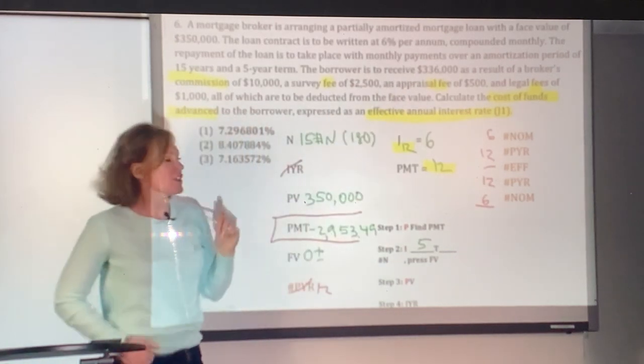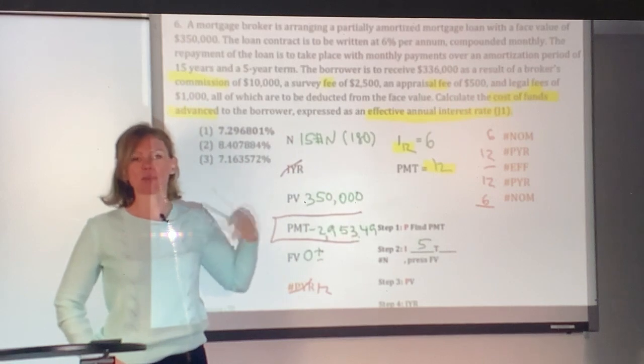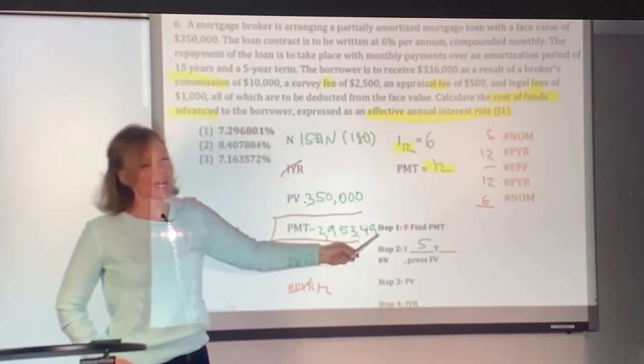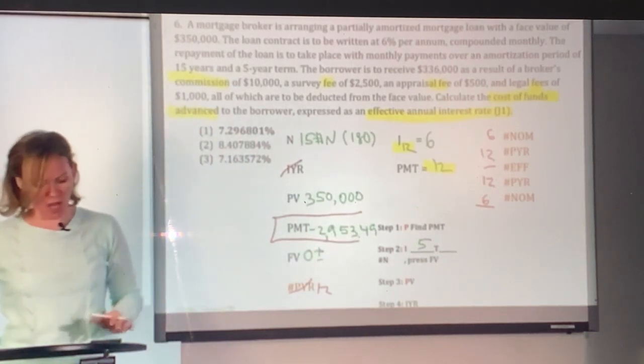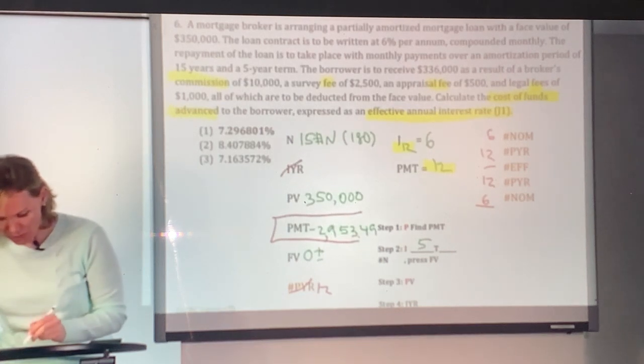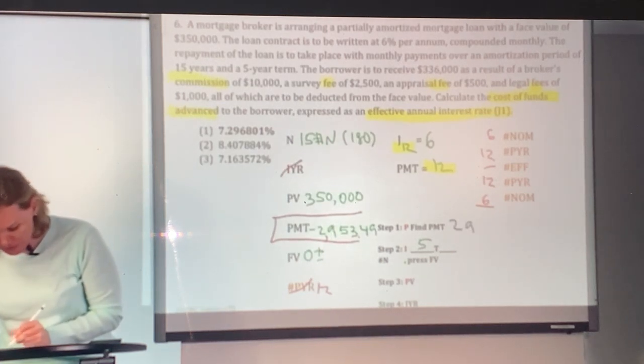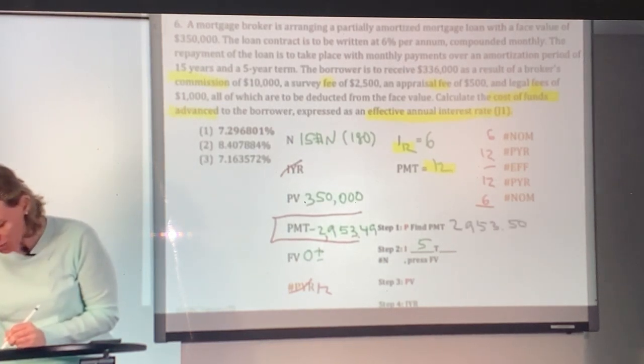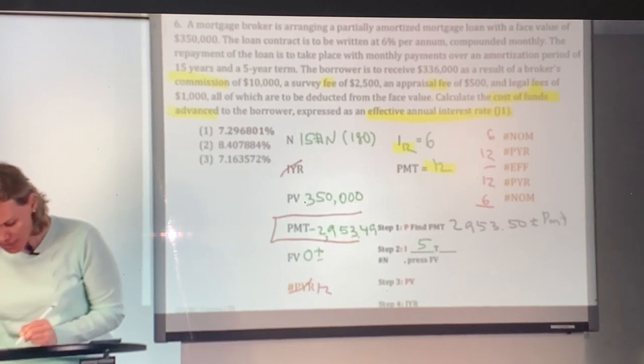So what is your job? You still have to take that payment of yours and bump it up to the next higher cent. So it's 49, you're going to increase it to 50. So on top of everything, you're going to put that new payment in: 2953.50 plus minus PMT. Okay? So this is how you finish step number 1.